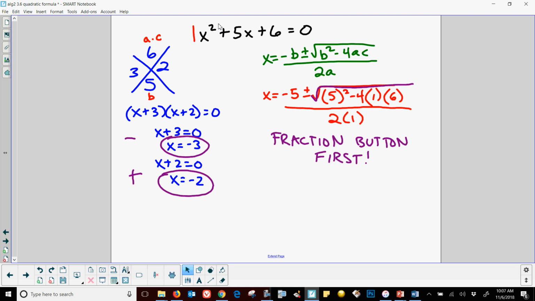So here we go. X squared plus 5x plus 6 equals 0. We factored it. 3 times 2 gets me 6. 3 plus 2 gets me 5. X plus 3, x plus 2, set them equal to 0, and solve. So I showed them how the quadratic formula works.